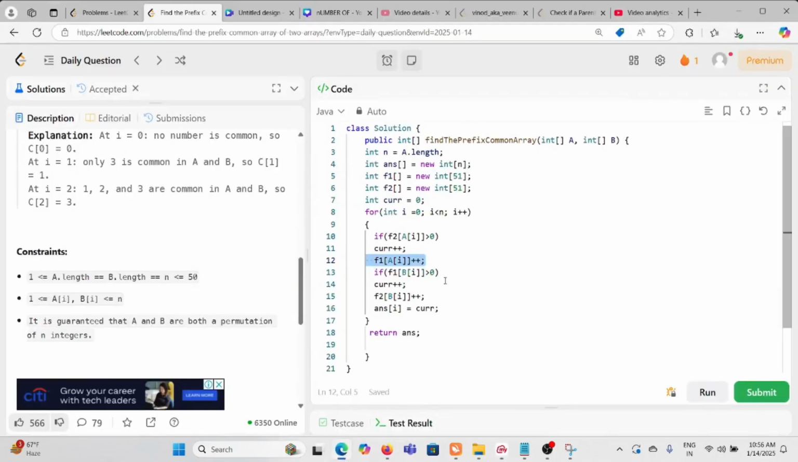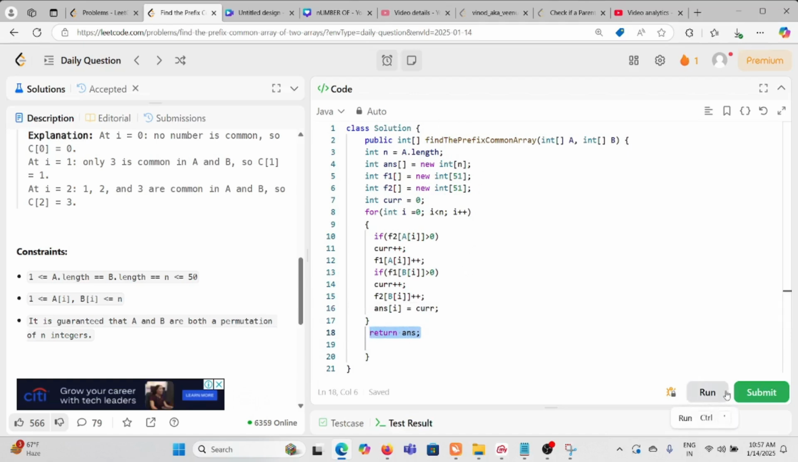So see here, then we are checking F1[B[i]], that is, has it already occurred in F1 for B? If it has occurred, then we are increasing cur++. And finally, we are increasing the frequency in F2, because this is anchoring for array B. And then we are putting the current cur variable into answer[i], and we are returning this answer. So we are doing this in a single pass only.